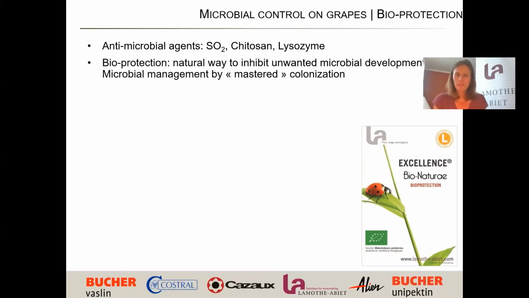Then we have bioprotection. Bioprotection is a very ancient concept that seems new these days. Bioprotection is really a natural way to inhibit unwanted microbial development by putting in a microbe that you know and that will be dominant, that you know is positive. So you are making sure that the microbes that dominate are good. So you control, you master the population.